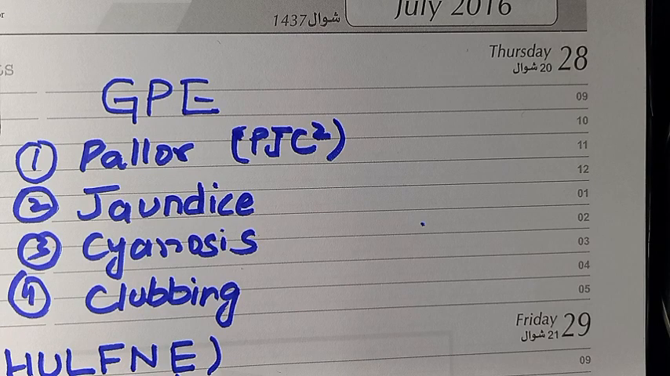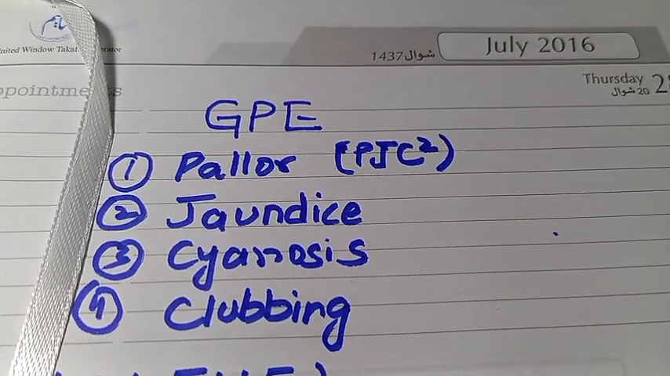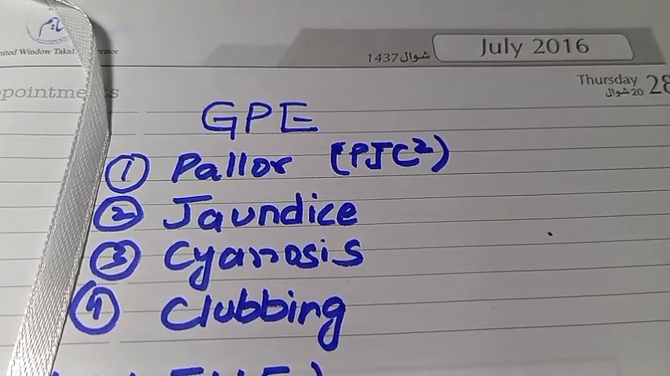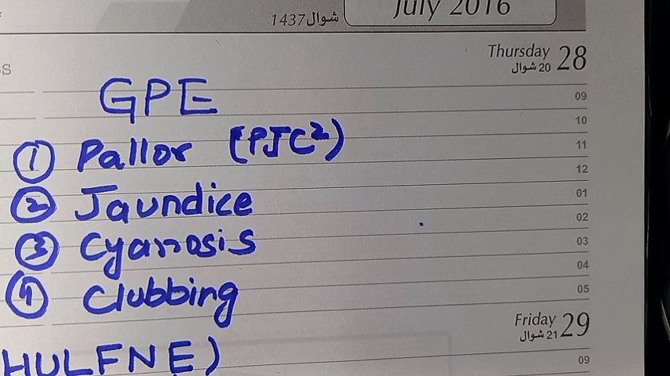In general physical examination, we start from introduction, then inspection, percussion, palpation, and auscultation if necessary. There are four important points to look for in GPE: pallor, jaundice, cyanosis, and clubbing. For these important points, we use the mnemonic PJC square. For pallor, we look in conjunctiva, face, palmar crease. We have to compare our hand with the patient's hand to look for the presence of paleness.